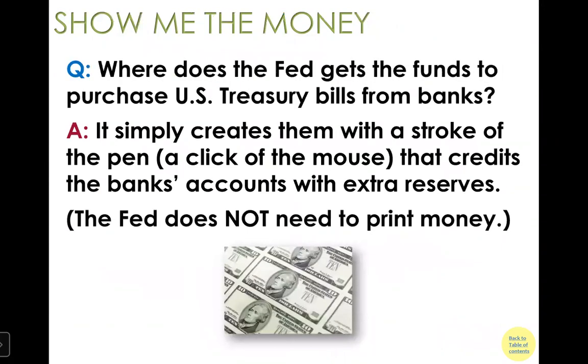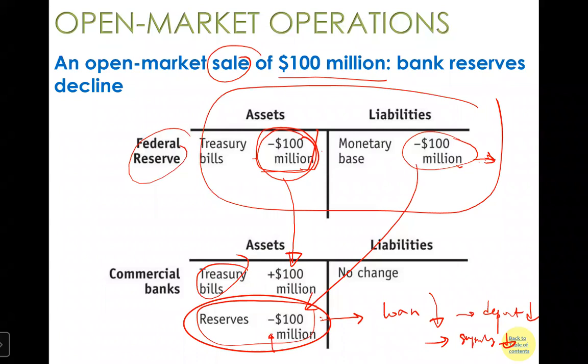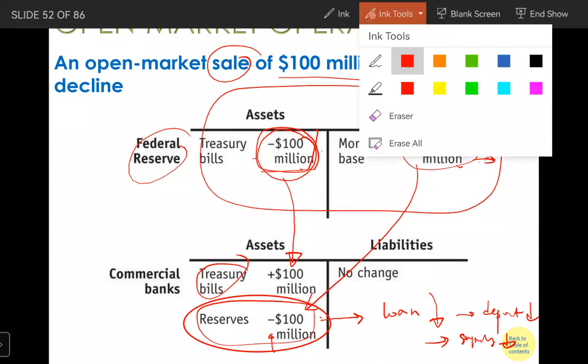So then you may be wondering, where does the Fed get the funds to purchase U.S. Treasury bills, right? Or in other words, in this example, if they sell, where are they going to put their money? If they buy, where are they going to get the money, right? So the answer is, they just change. Essentially, the Fed is going to change this account. Let me just erase everything, so it's clear to see, right?